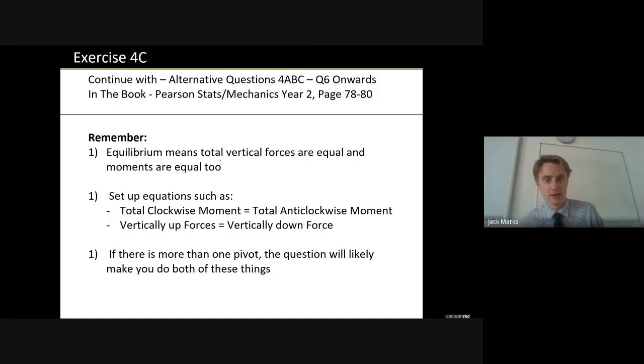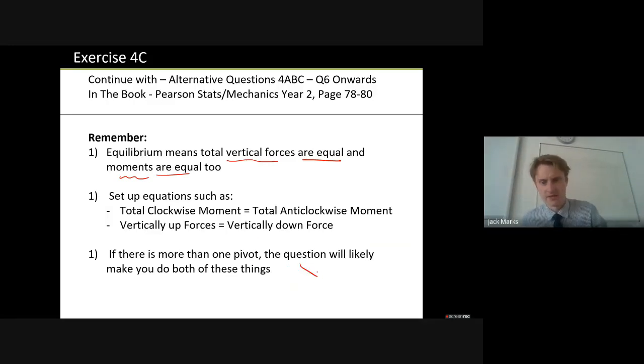So remember, vertical forces are equal and moments are equal too. Total clockwise equals total anti-clockwise. That's normally the way that I do it. And I also do vertically up equals vertically down. If there is more than one pivot, the question will likely make you do both of these things.